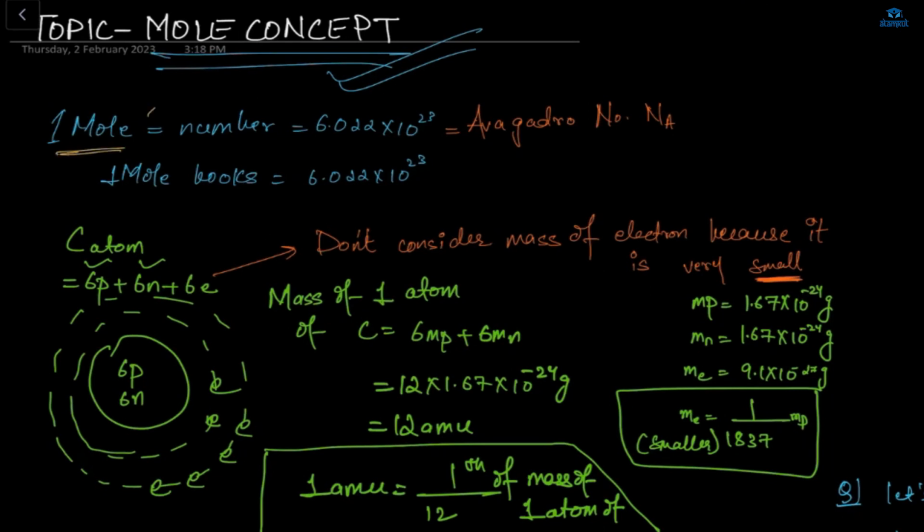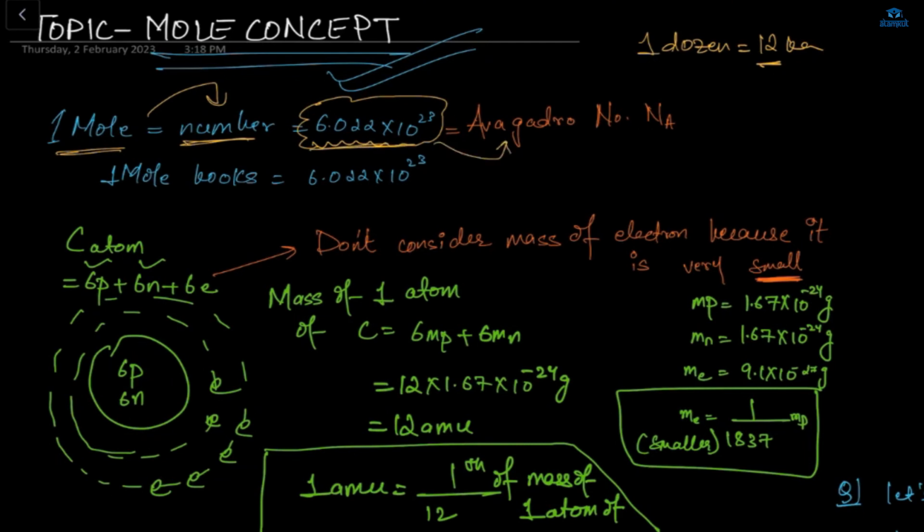A mole is basically a number, and the value of that number is 6.022 into 10 to the power 23, just like 1 dozen. What about 1 dozen? 1 dozen means 12 bananas, right? So this is also a number. So mole is also a number, and its value is this. We can also call this value the Avogadro number or N.